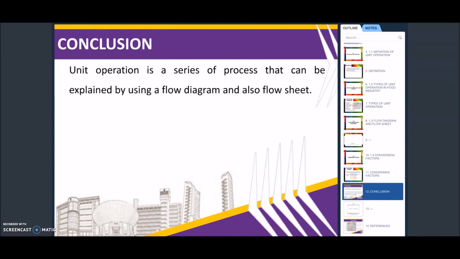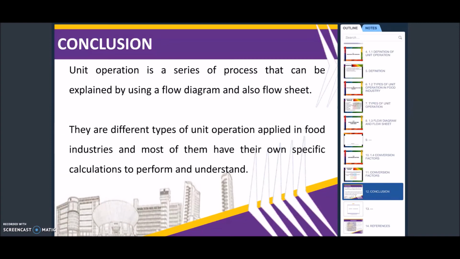Finally, the conclusion. Unit operation is a series of processes that can be explained by using a flow diagram and also flow sheet. There are different types of unit operation applied in food industries, and most of them have their own specific calculation to perform and understand.